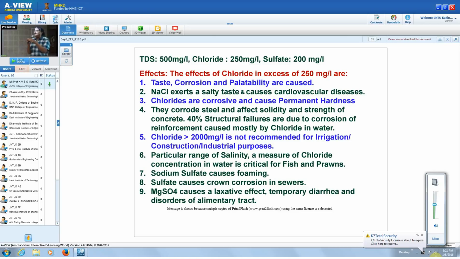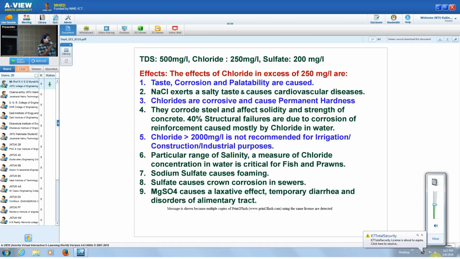Today you all know that aquaculture, fish ponds, are very good entrepreneurial and profit-yielding businesses. Yes or no? Similarly, prawns. The moment salinity goes beyond a certain range, the whole thing collapses. Sodium sulfate causes foaming. In seawater you will find something like foam, a lather-like thing. Have you observed it? That is due to sodium sulfate.